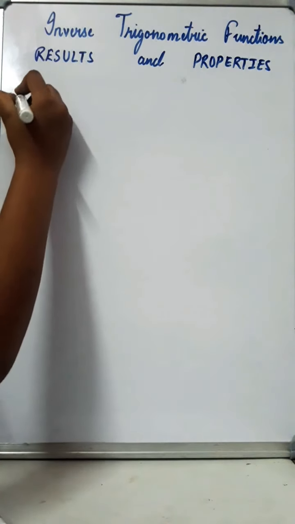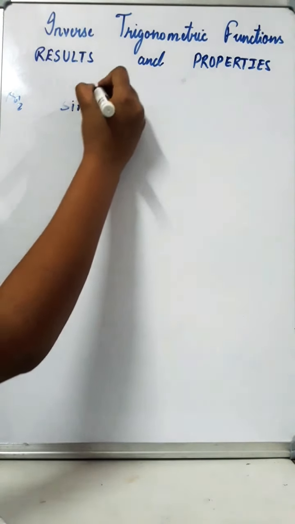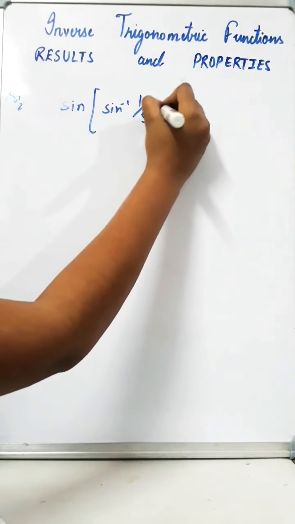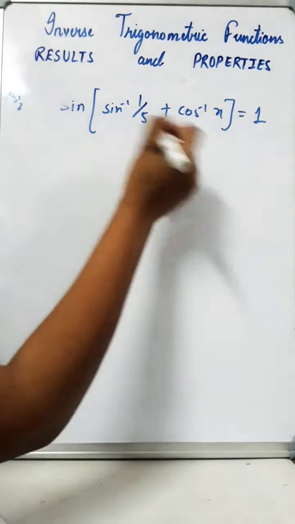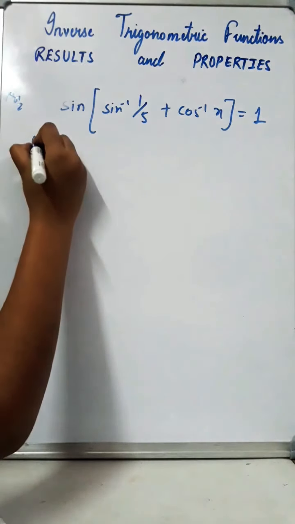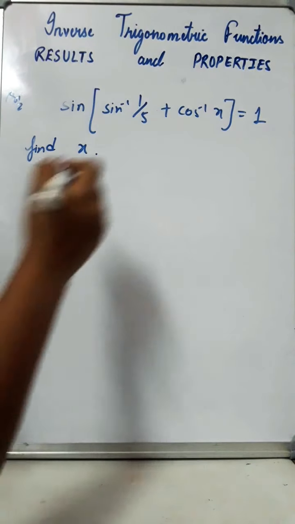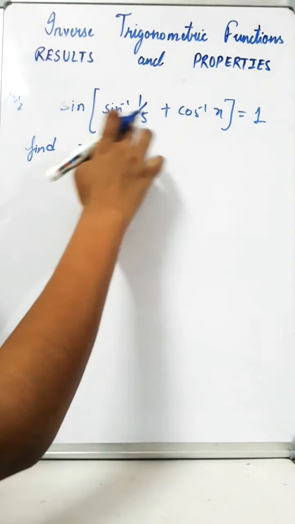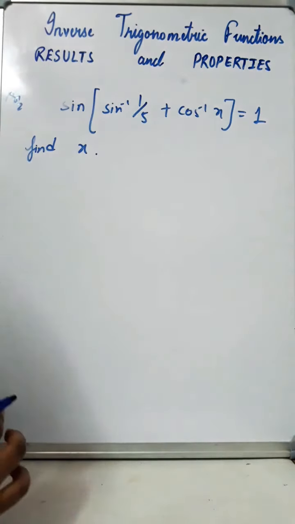Okay, now look at this question. Sine inverse 1 by 5 plus cos inverse x is equal to 1. Now they have asked you to find the x. Find your x, right? So you see here, it's sine inverse plus cos inverse. So are you getting any idea?